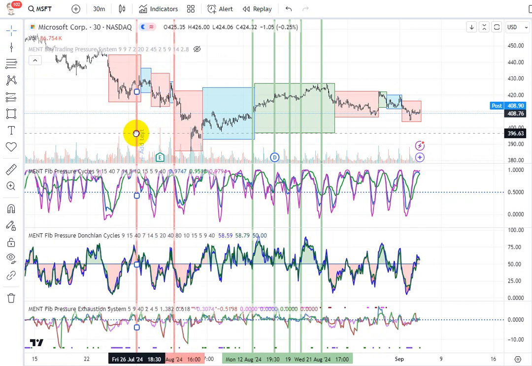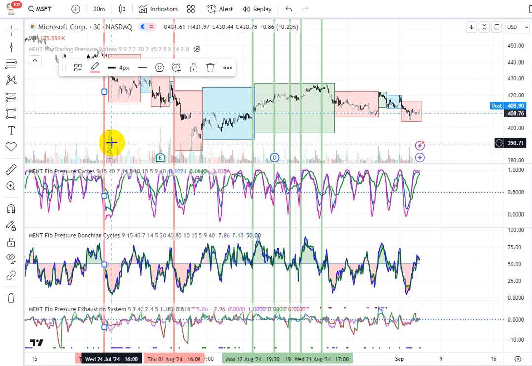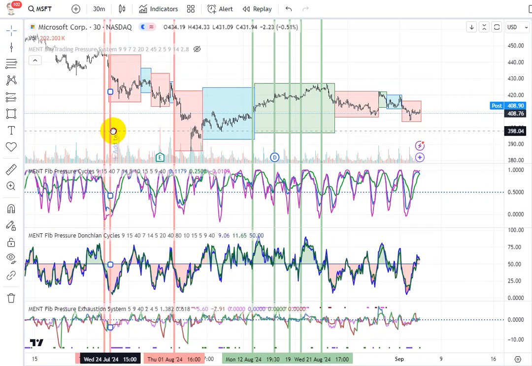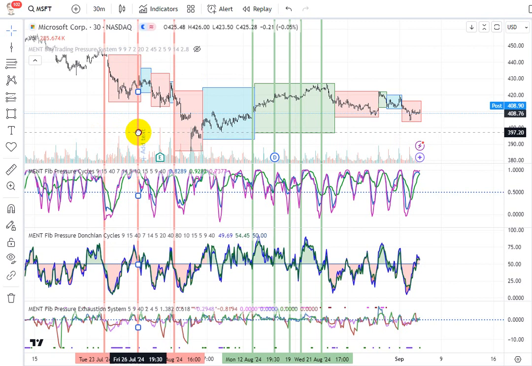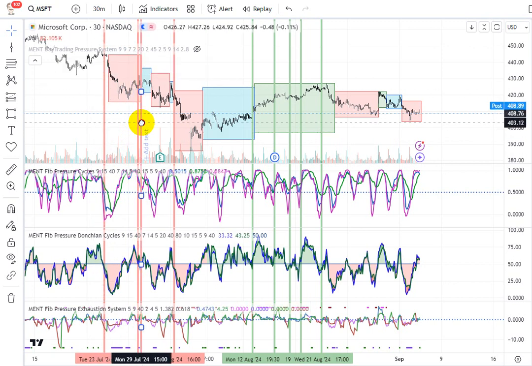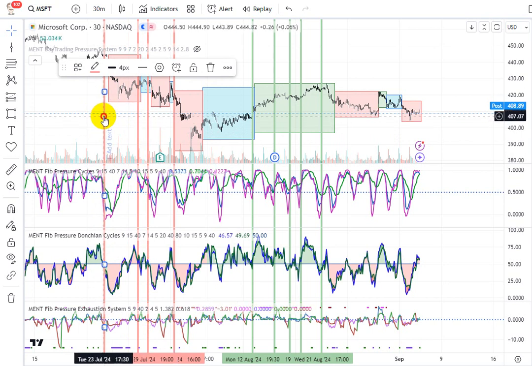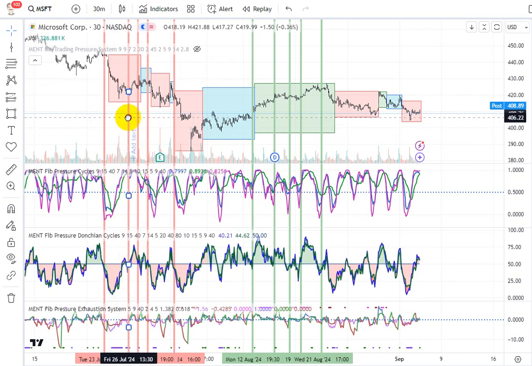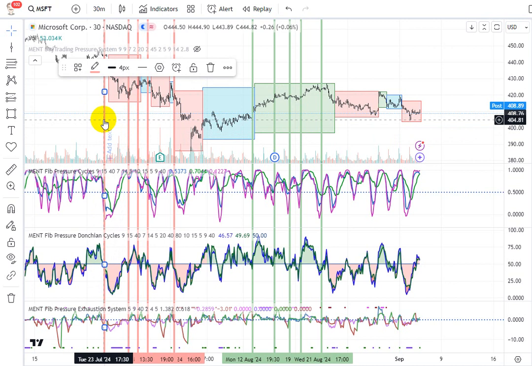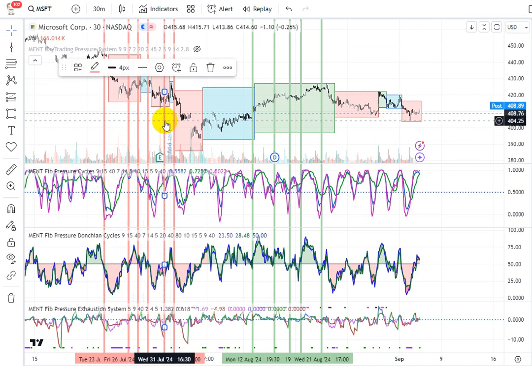Cycle top, big cycle top way over here. Big cycle top way back here. But again, these cycles apply everywhere, and it's just a matter of finding them. You do get breakdowns throughout these patterns. You get a little rotation right here, not much of a profit there. And then we get a breakdown here.